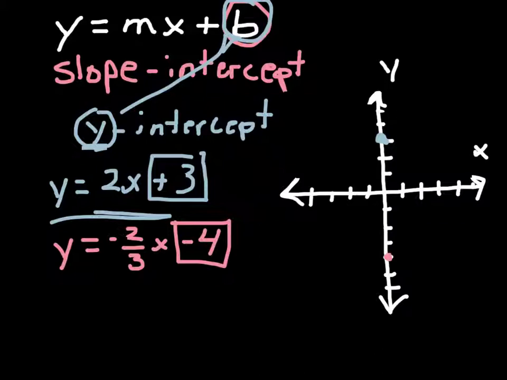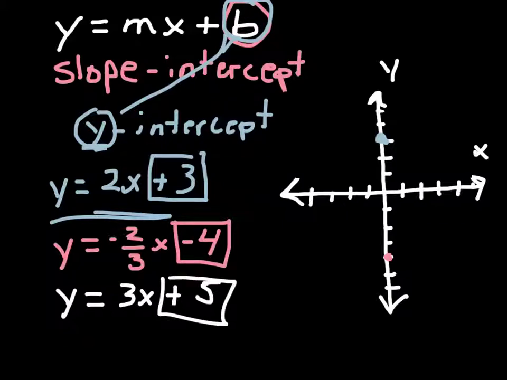I'm going to do one more. Say I had y equals 3x plus 5. Okay, what's the y-intercept in this one? Well, it's a positive 5. So this line would pass through the y-axis at 5. 1, 2, 3, 4, about right up there.